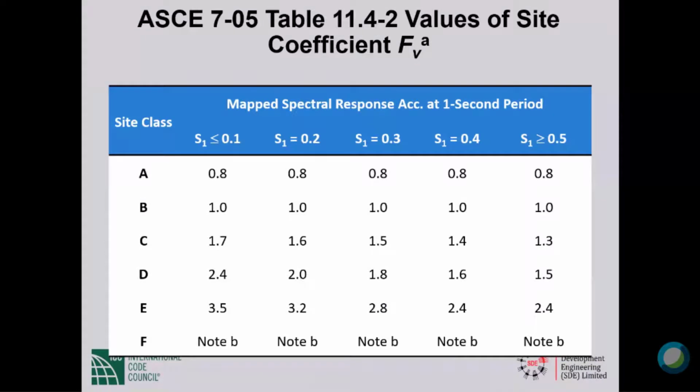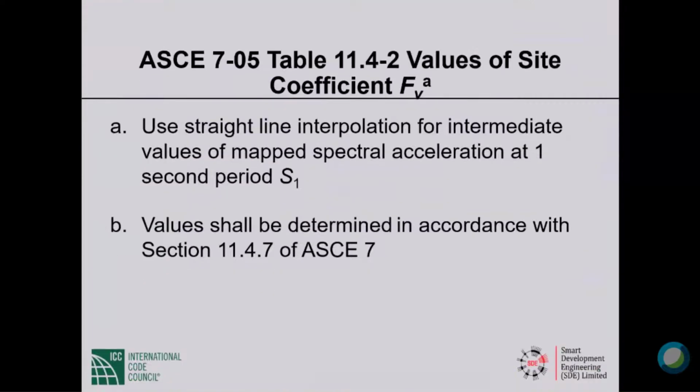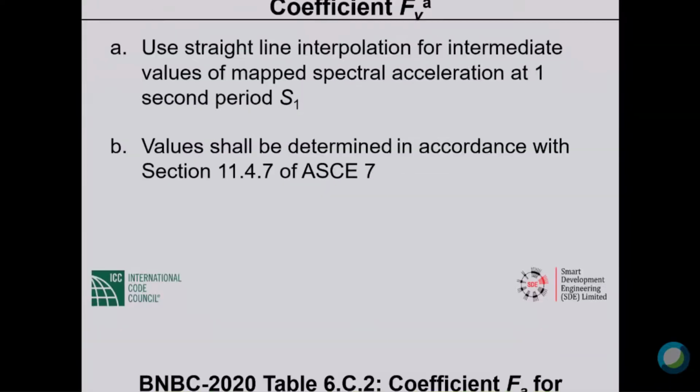F sub V, the long period site coefficient, is a function of the site class and the long period ground motion parameter S sub 1. Okay? This is about interpolation and things.